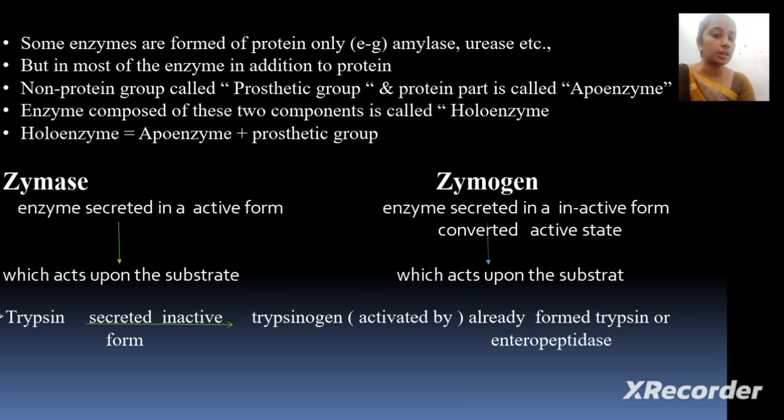For example, trypsin is secreted in an inactive form called trypsinogen. It is transformed into active trypsin by already formed trypsin or enteropeptidase. Most enzymes are characterized by reversibility of their action. That is, the enzyme can act in either direction.